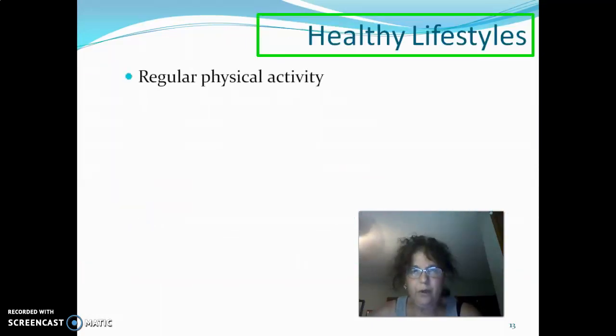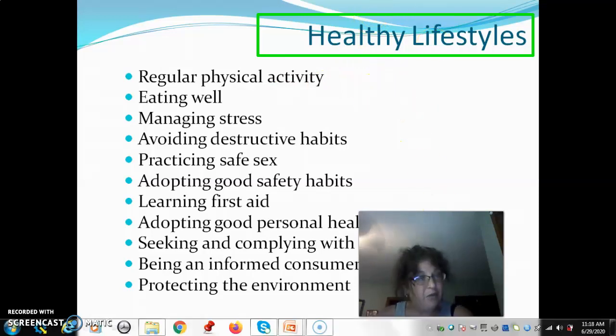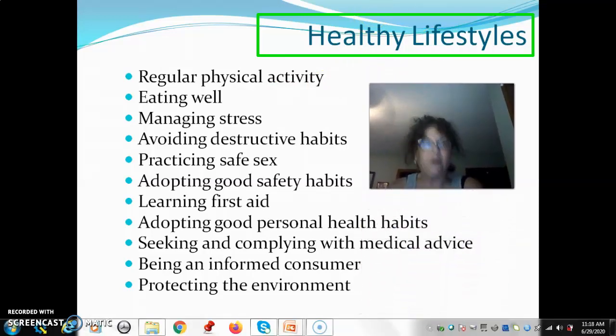So we learned about the three priority lifestyles. Here's a long list of what's considered lifestyles, kind of the context of your life. We can go back to environmental wellness in a way. So the top three are there. That's important for you guys to remember. Then we go into avoiding destructive habits, practicing safe sex, adopting good health safety habits, like wearing seatbelts and not texting and driving, things like that.